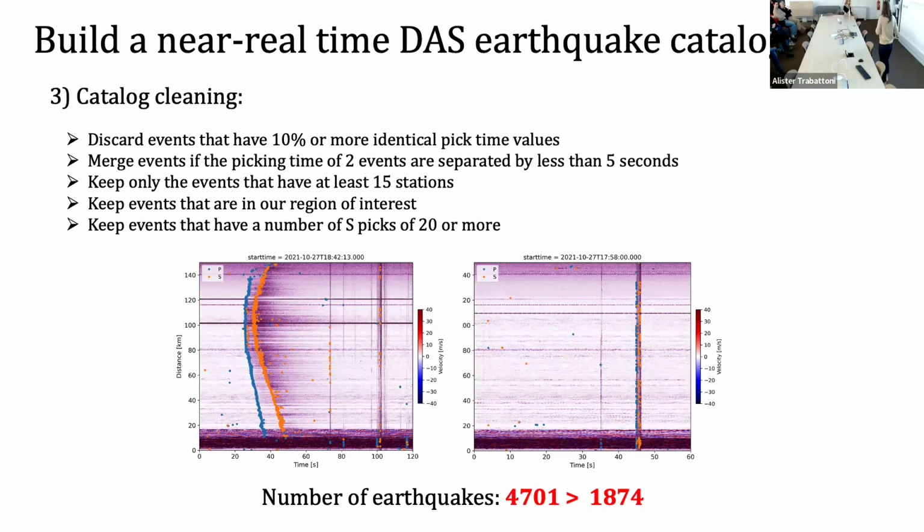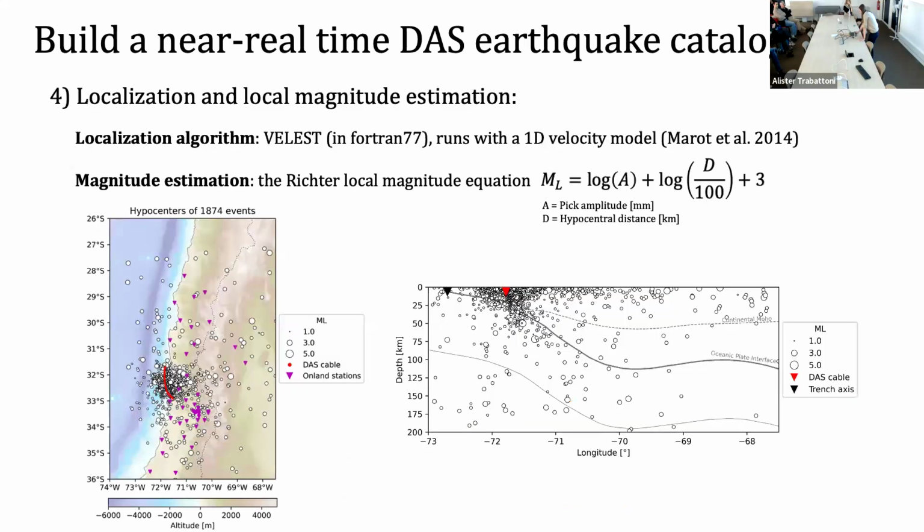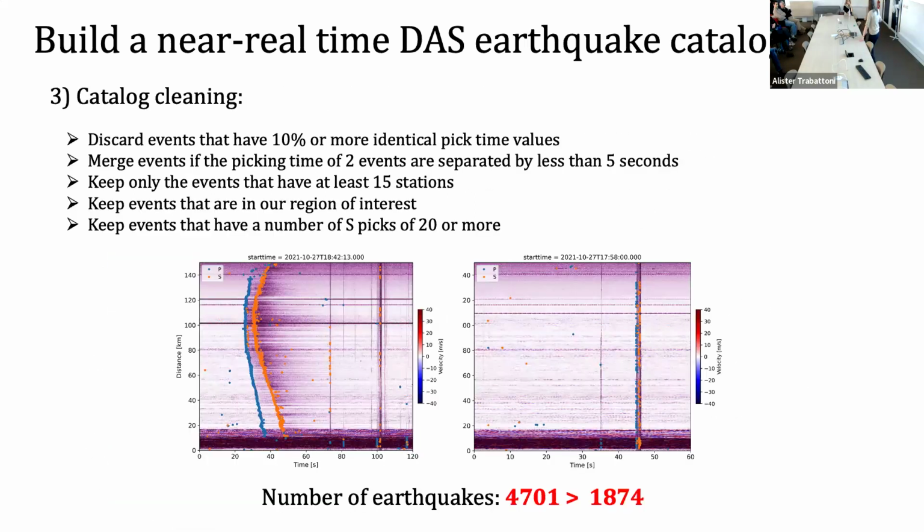There are several steps like that of cleaning that are very original to my data. It's really fitting my data, so I don't know if it will work for all this data. But once I've cleaned the catalog, we fall from 4,700 to 1,800 events. But I'm quasi certain that those events are relevant.